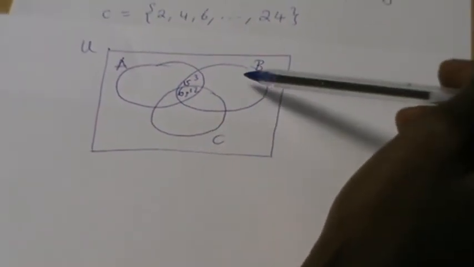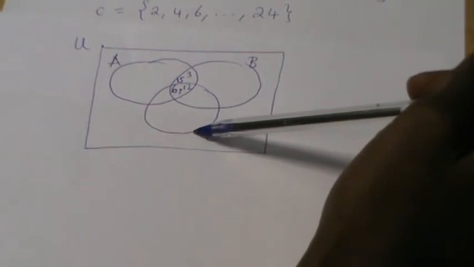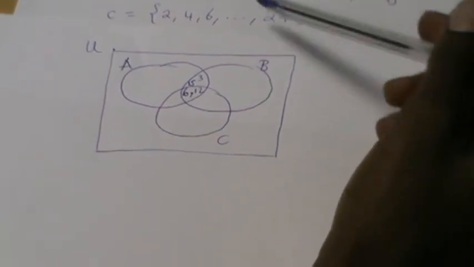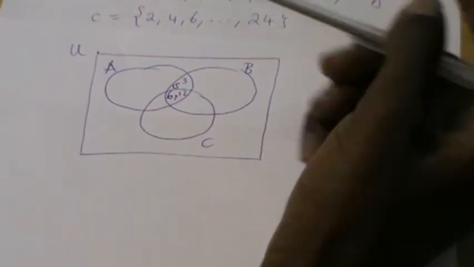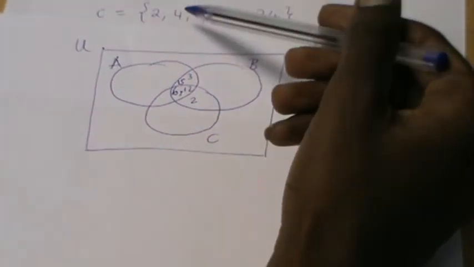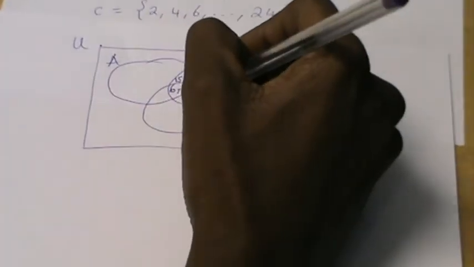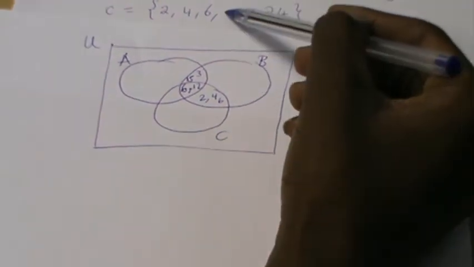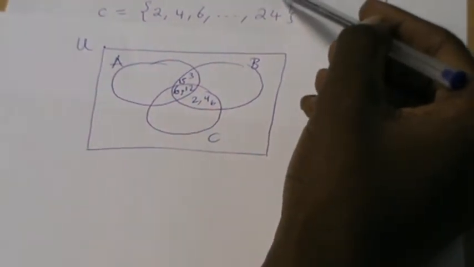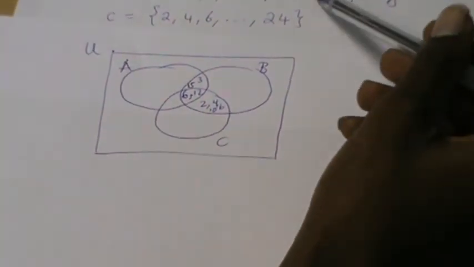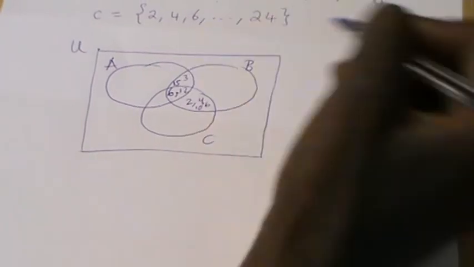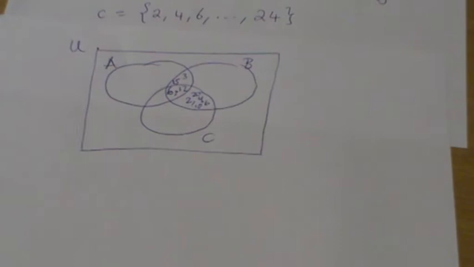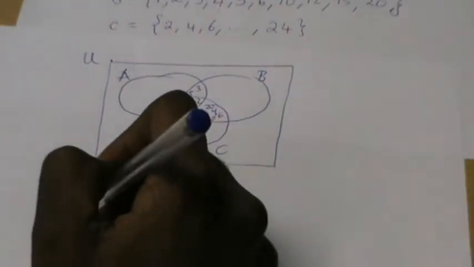Then I look at elements in B and C. So I have B and C. I have 2 there. It's not in the intersection, so I put 2. Then I look at 4, yes. Then 6, yes. Then here I look at 10. Yes, 10 is there. So I need a bigger Venn diagram. 10, 12, yes, but it's already listed there. And then I have 20. There it is. Okay, maybe I should draw a bigger Venn diagram that is clearer to see.